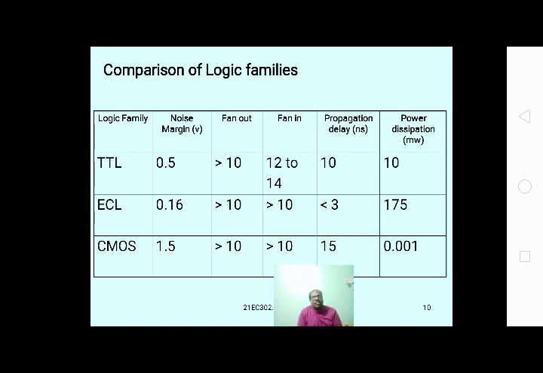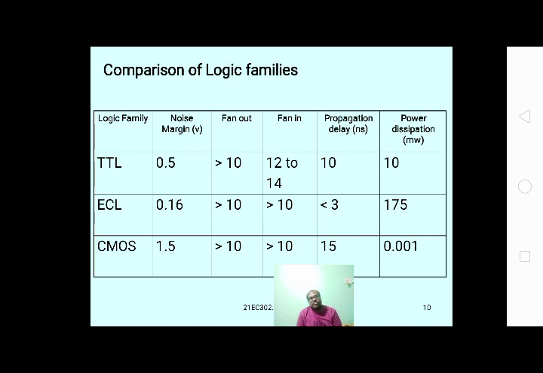For ECL, noise margin is 0.16. Noise immunity is poor. Fan out is greater than 10. Fan in is greater than 10. Propagation delay is less than 3. Power dissipation in milliwatts is 175 for the whole circuit, and for our gate it is 40 to 55 milliwatts. The basic gates for ECL are OR and NOR.